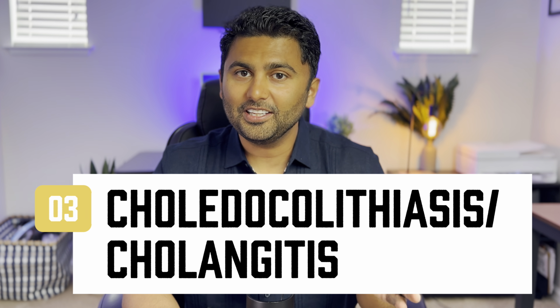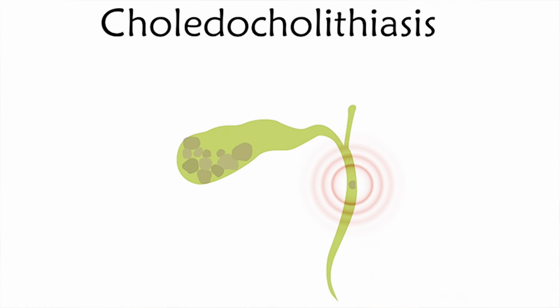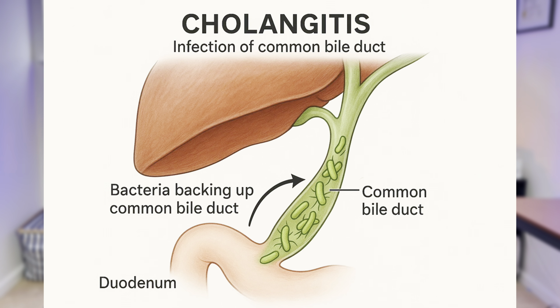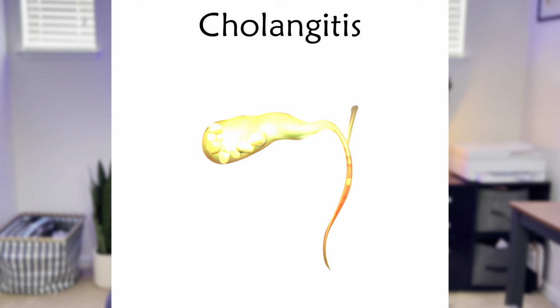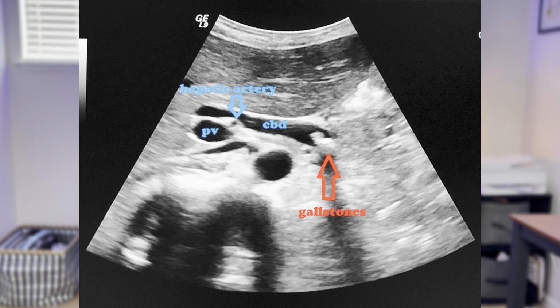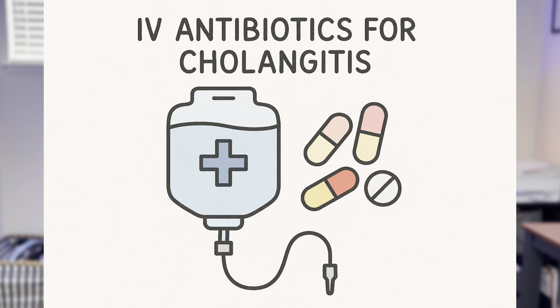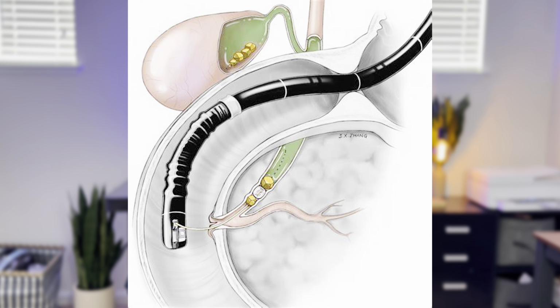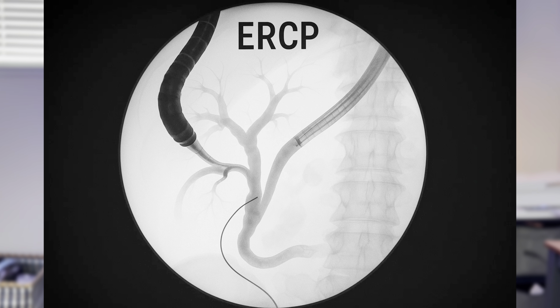Next on our list is cholangitis. This happens when a stone blocks the common bile duct, causing bile and bacteria to back up. Here we're seeing right upper quadrant pain, fever, jaundice, and possibly low blood pressure. This combination suggests a serious infection called cholangitis. In the ER, we'll often order liver function tests, imaging, and start IV antibiotics. These patients often need a procedure called ERCP to relieve the blockage.